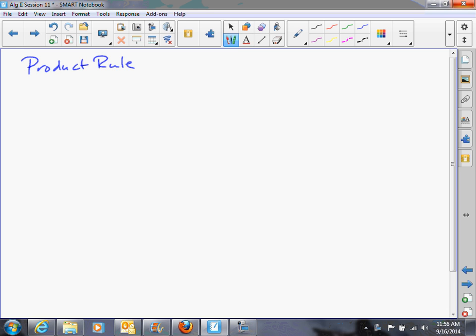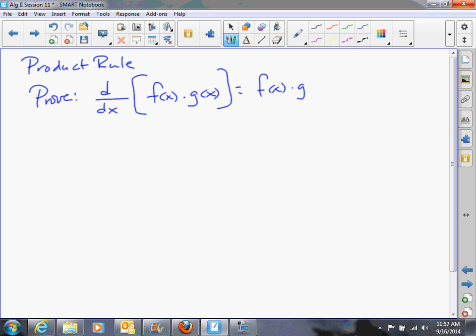What we want to do is we want to prove that the derivative with respect to x of f of x times g of x is equal to f of x times g prime of x plus g of x times f prime of x.